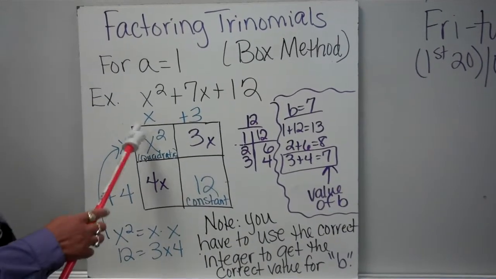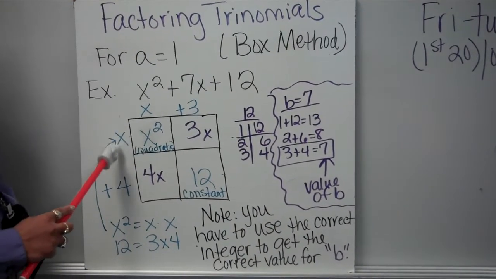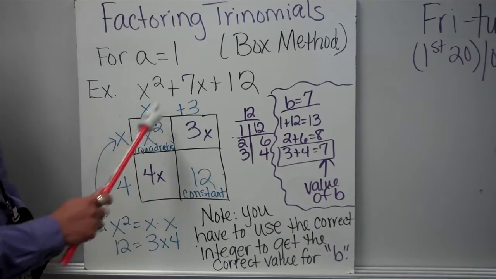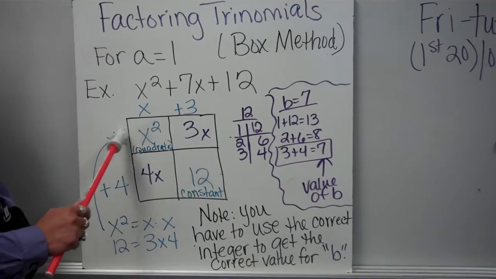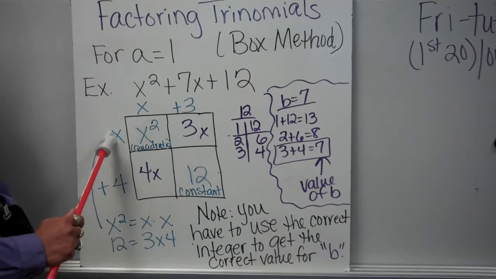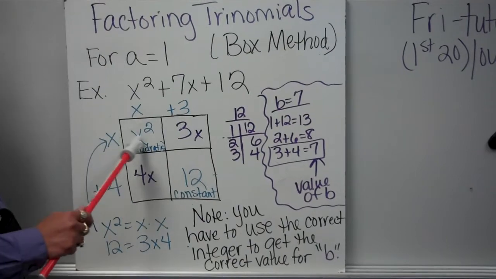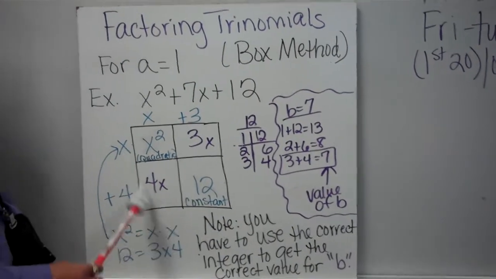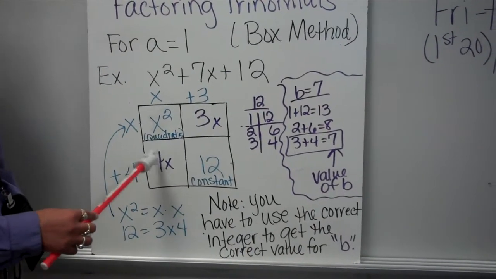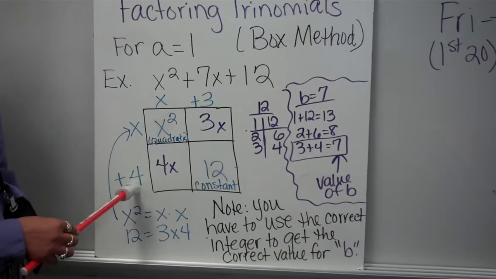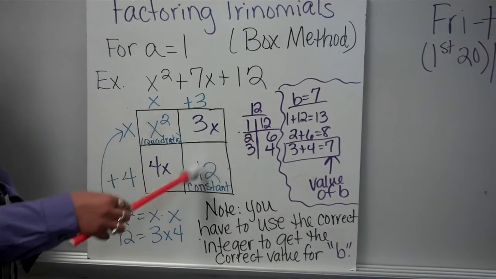Okay, so once I do that, I determine what 2 things multiplied together gave me x squared. x times x gave me x squared. And if I have a 3x here, then I need to know what times x gave me 3x. That has to be 3 times x, so I put a positive 3 here. So 3 times x gives me 3x, and x times x gives me x squared. Then I work my way down here. x times something has to give me 4x. The only way to get 4x is to multiply the x by 4. So this is going to be 4 right here. Then I know that I have to multiply 4 times 3 and get 12.